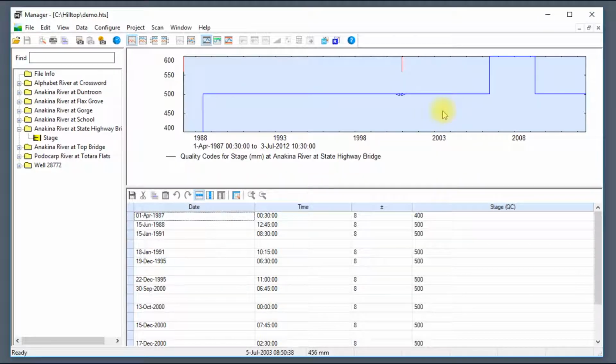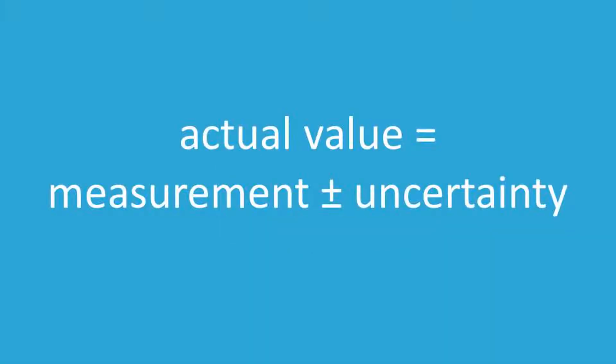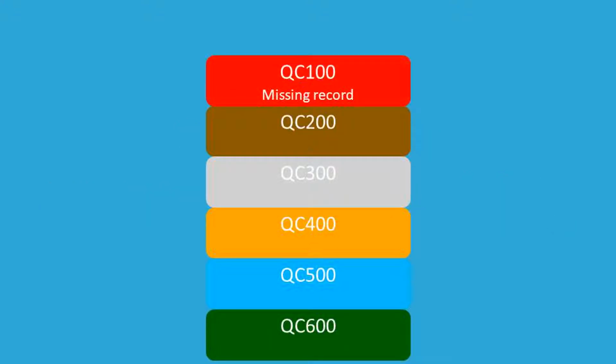Okay, now that you've had a gander at them, let's talk about what these values actually mean. Starting with quality codes. These are the numbers in the index that have standardized meaning. QC100 is for missing record, so where there is a gap marker in your data, the software will assign a quality code of 100.